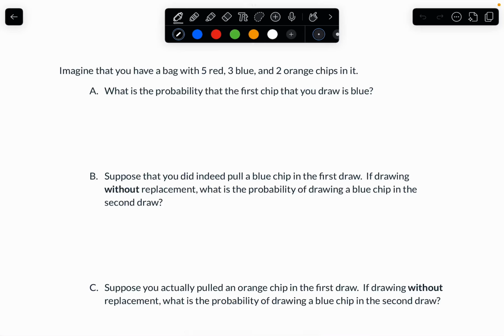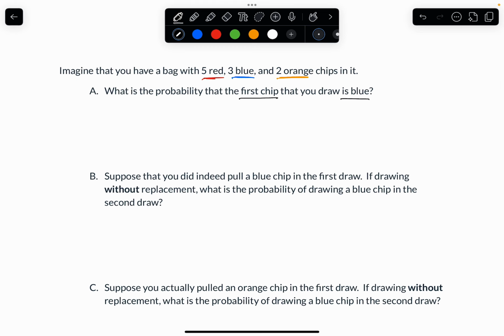We're going to consider the same scenario that we had in the last video. So we've got this bag with 5 red, 3 blue, and 2 orange chips in it. And I want to, again, answer the same first question here. What is the probability that the first chip you draw is blue? So the first chip is blue.